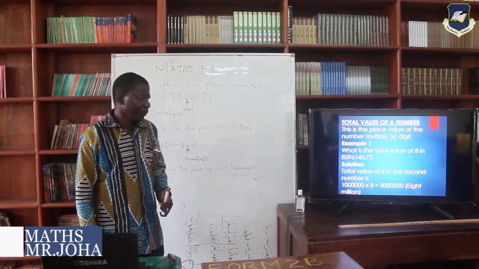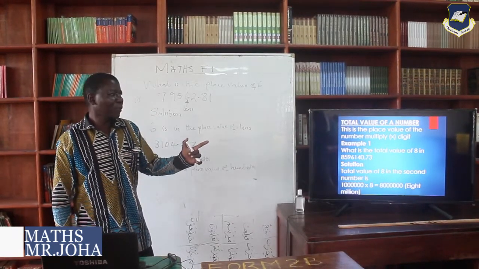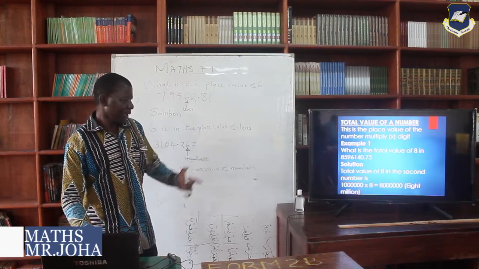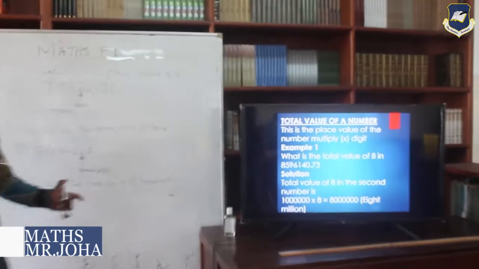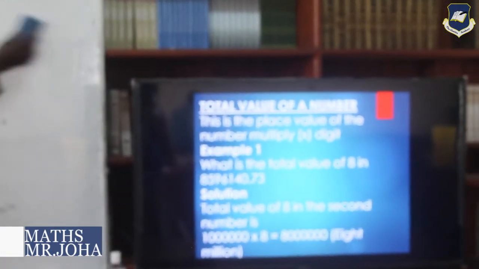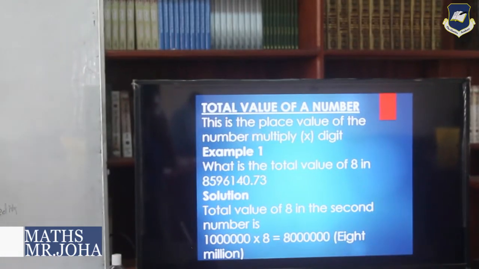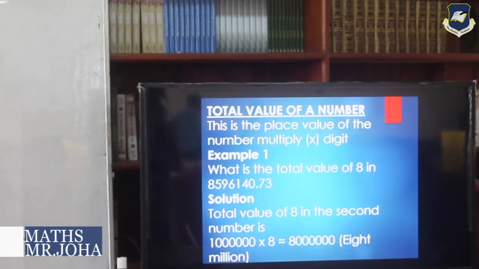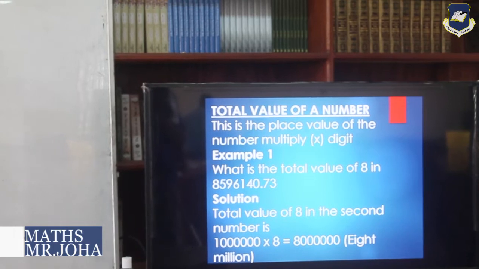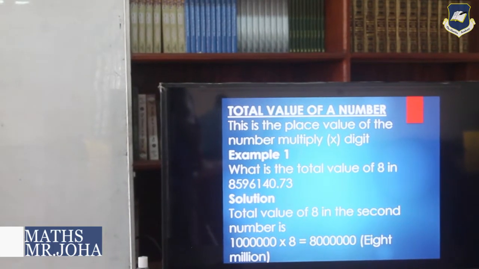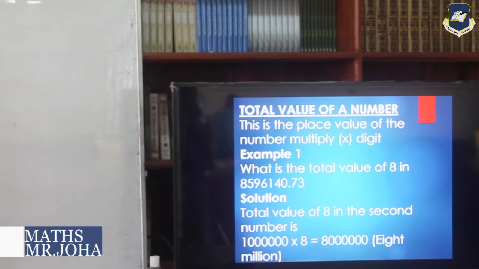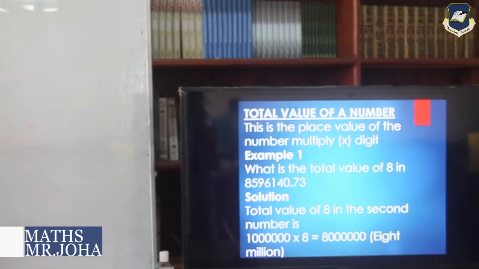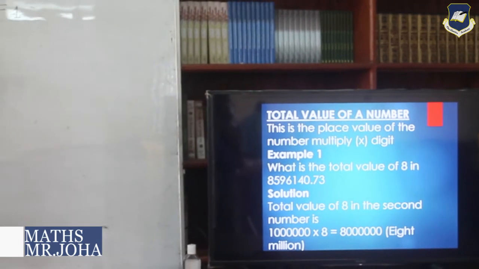So for example, 1, what is the total value of 8 in the number given? What is the total value of 8 in that number given? That number given there, which is 8,596,140.73. What is the total value?